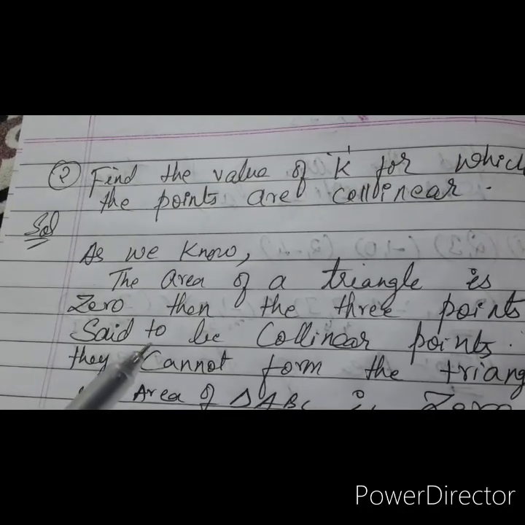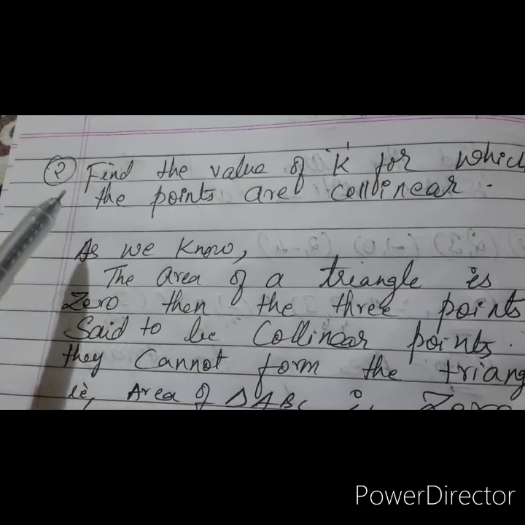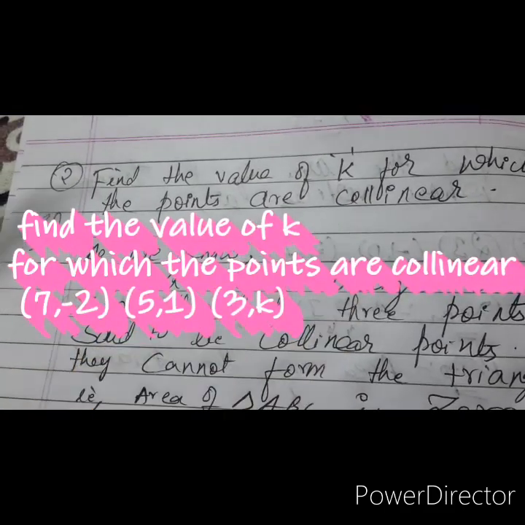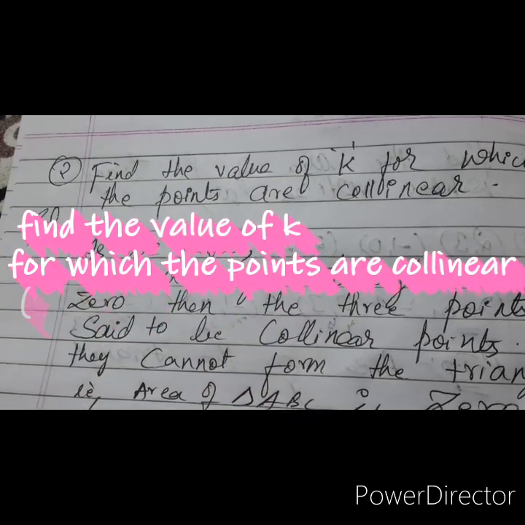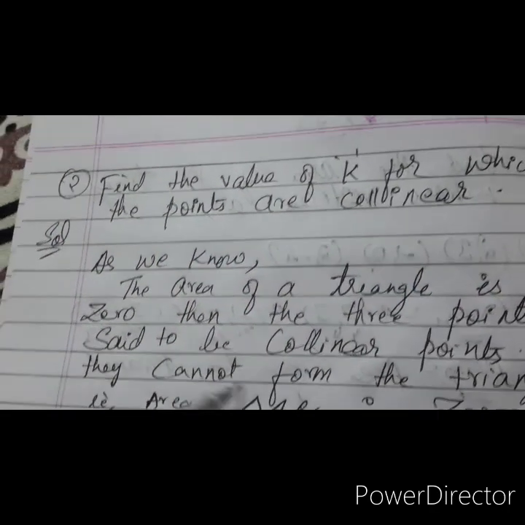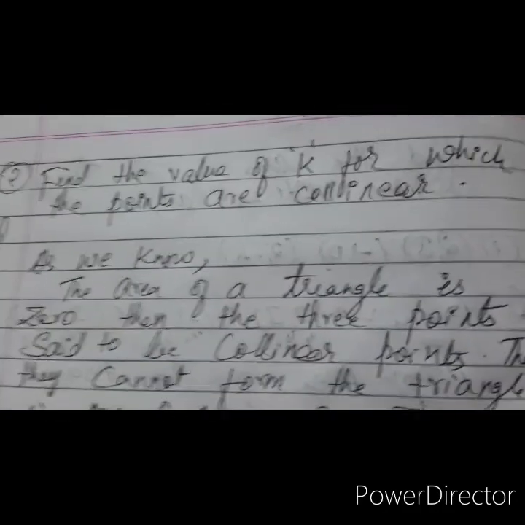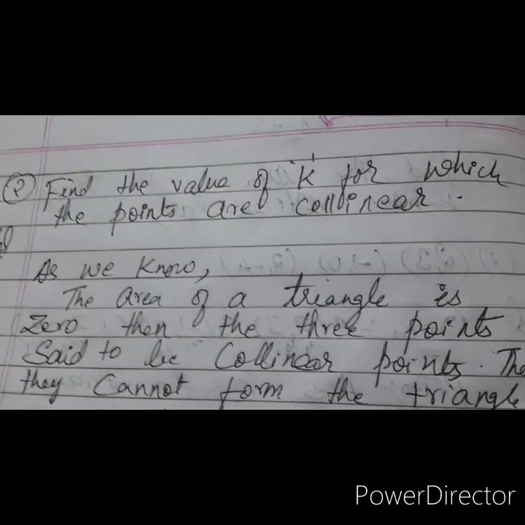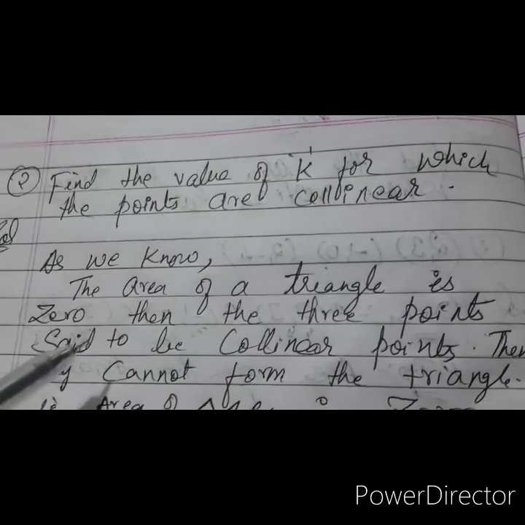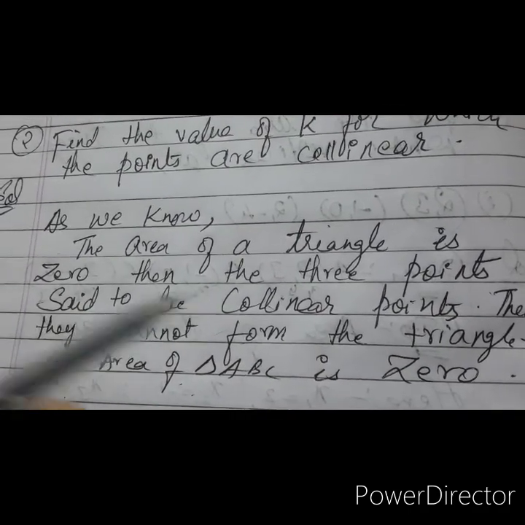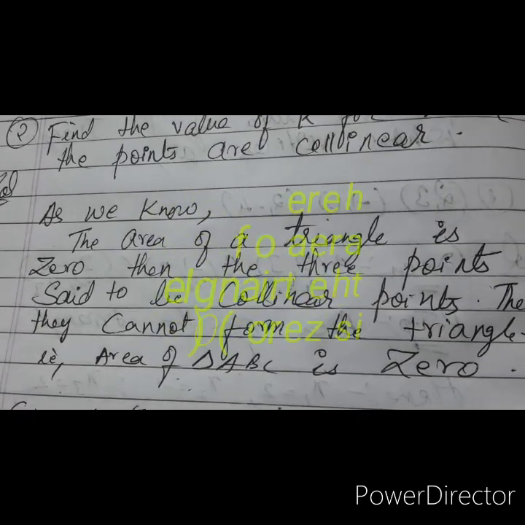Yes, students, you understood the first problem. That was the first bit. Now the second one: find the value of k for which the points are collinear. First of all, what is collinear? If the area of a triangle is 0, then the three points are said to be collinear points, because they cannot form a triangle. That is, area of triangle ABC is 0. When the area of triangle ABC is 0, then the points are collinear. Collinear points never form a triangle. Fine? If they are not collinear, then they form a triangle.